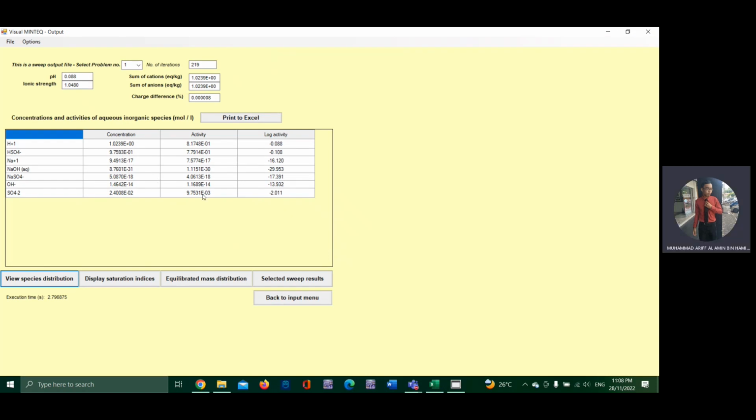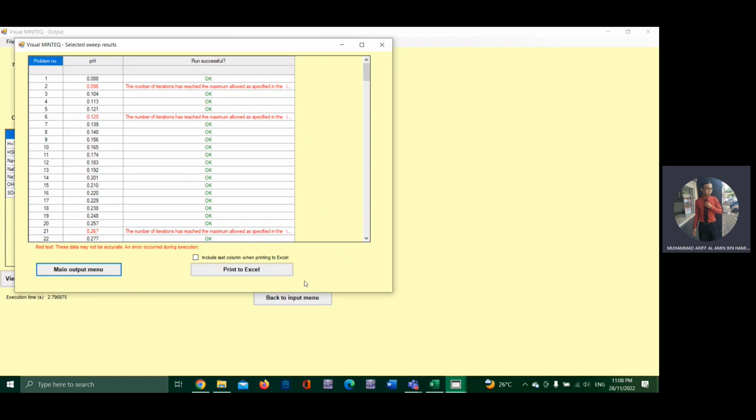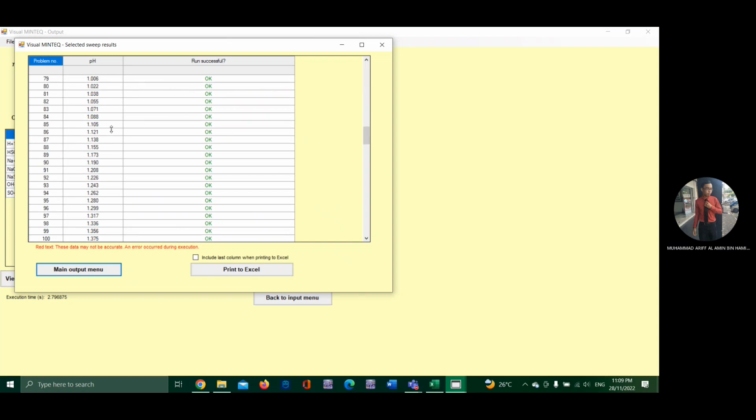So we got the result. The pH will be 0.088, and the charge difference is negligible, 0.0008. So as we can see, we should click at the sweep, selected sweep result, so we can see the pH of every time that the titrant was added. So at the last, 210, the pH is 13.457, and then we need to print it to the Excel.